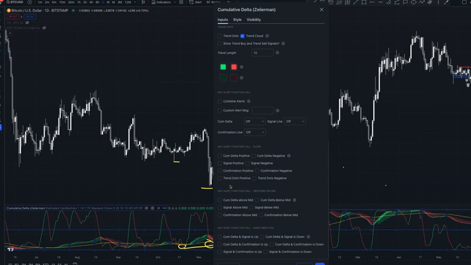It'd be nice if maybe he can add something for divergences. I don't think that exists in here now. So you'd have to spot those manually, but you can alert off of pretty much anything else.